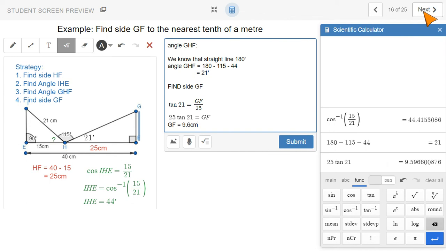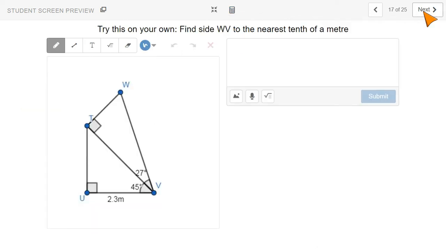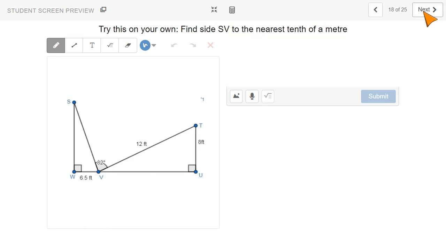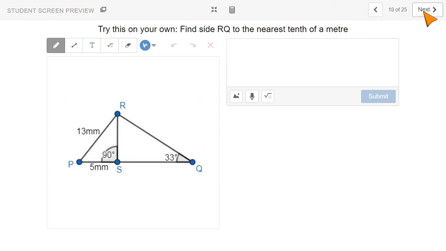All right, pause the video. Try slide number 17 and slide 18. You can get the solutions in class for this one. Oh, slide 19 as well.